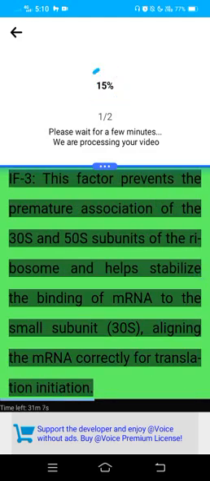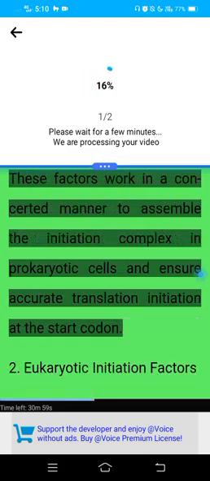IF3: this factor prevents the premature association of the 30S and 50S subunits of the ribosome and helps stabilize the binding of mRNA to the small subunit 30S, aligning the mRNA correctly for translation initiation. These factors work in a concerted manner to assemble the initiation complex in prokaryotic cells and ensure accurate translation initiation at the start codon.